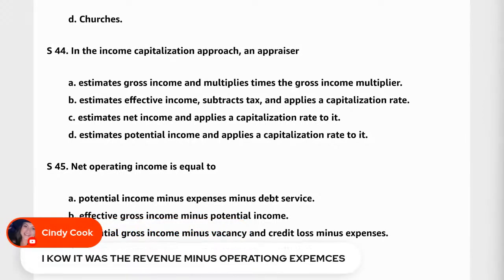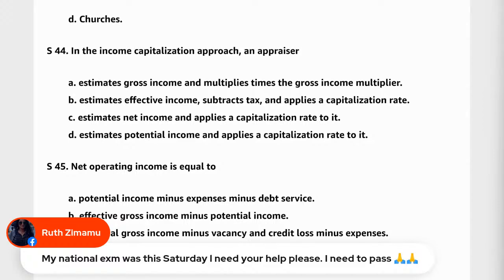Let's see. So I know it was the revenue minus operating expenses. Yes. So that's basically it, right? Because if you know what the revenue is, then that's the gross income minus expenses. Okay, you don't even have to actually put minus vacancy. That's what you have. The potential income is the actual income coming in minus all the expenses, all the overhead.